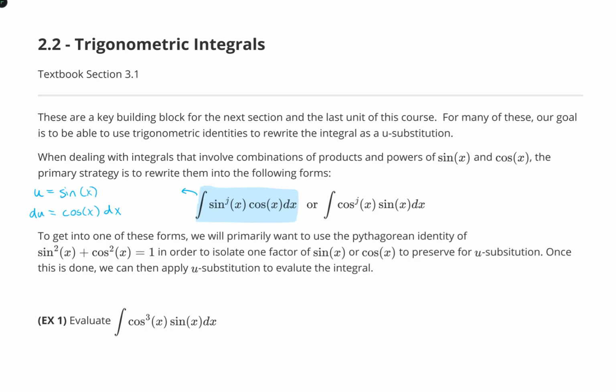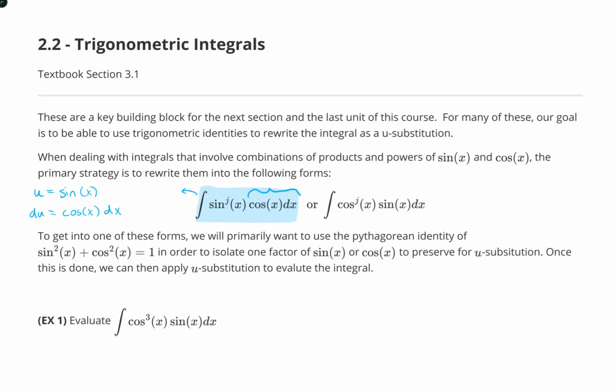Similarly, in the other, we would just be substituting, letting u equal cosine. So essentially what we have is a remaining factor of sine or cosine that we want to preserve and use for substitution. And that's kind of the impetus on how we choose to do what we are going to do here.